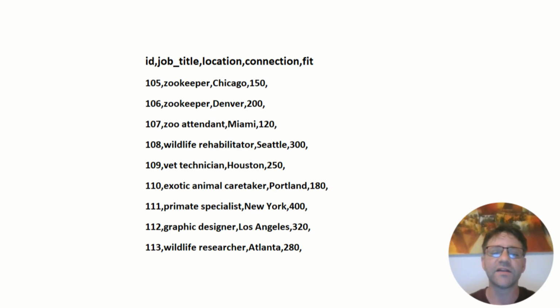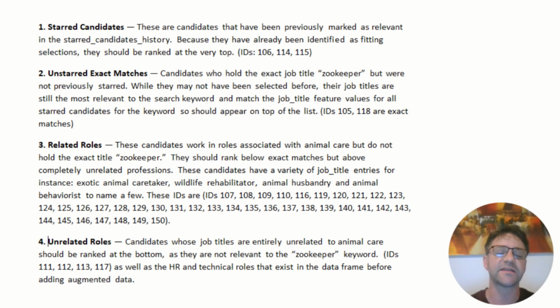For evaluating the model, I will expect that starred candidates will be on top. We will expect unstarred candidates that have exact matches to the keyword to be directly underneath those. Then all of the related roles to zookeeper, but that don't share the title zookeeper in the job title of the candidate, should be next. After those, we should see all the unrelated roles.